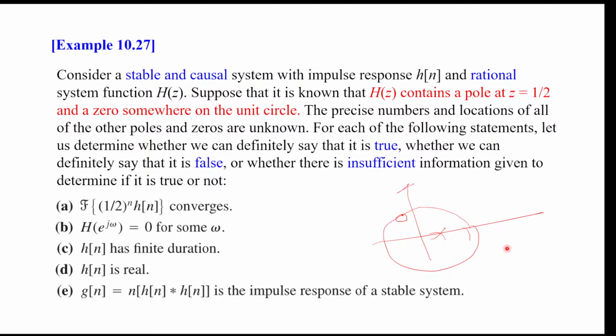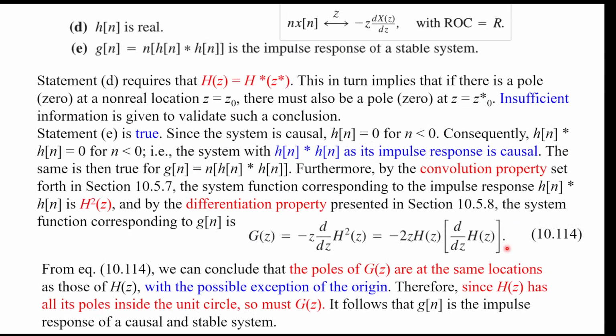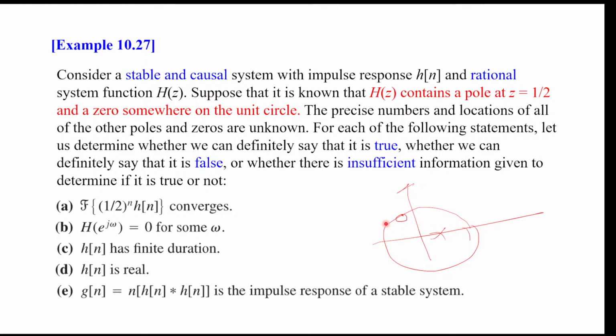And the next one is h[n] real. If we think it's true, raise your hand. False, raise your hand. Maybe, raise your hand. Okay, I think this one is maybe. Yeah, it's maybe. So there is really no condition about this. If you want it to be real, then what we say is the poles and zeros come in pairs. But we just say there is some pole here, some zero here, but we don't really know where they come in pairs.